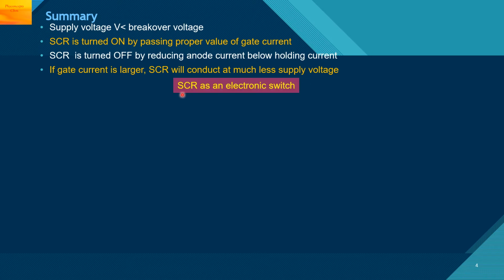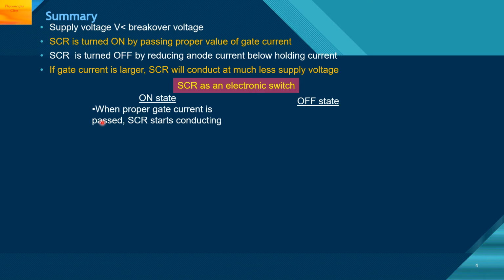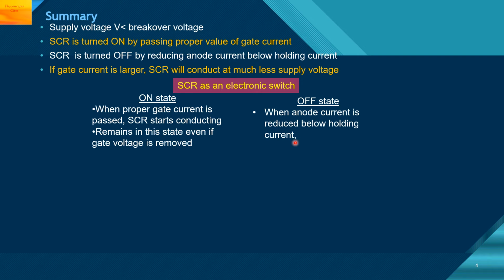One application of SCR is that it is used as an electronic switch. It has two states, on state and off state. You can put it in the on state when the proper gate current is passed. The SCR starts conducting. In the off state, when the anode current is reduced below the holding current, it goes into the off state. In the on state, it remains in that state even if the gate voltage is removed.